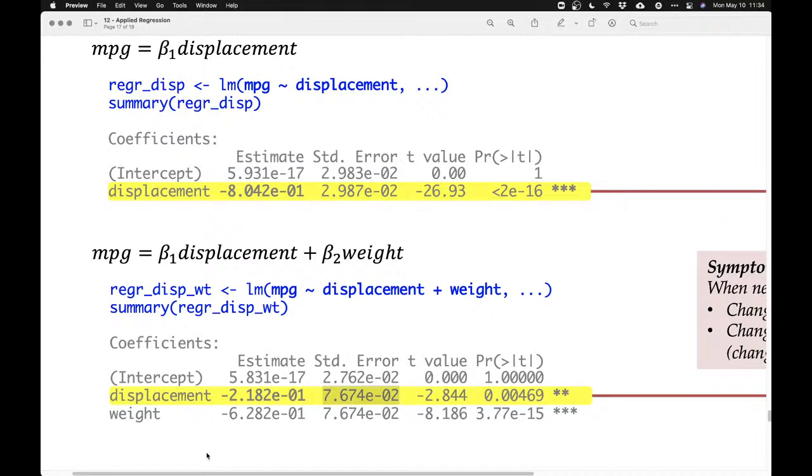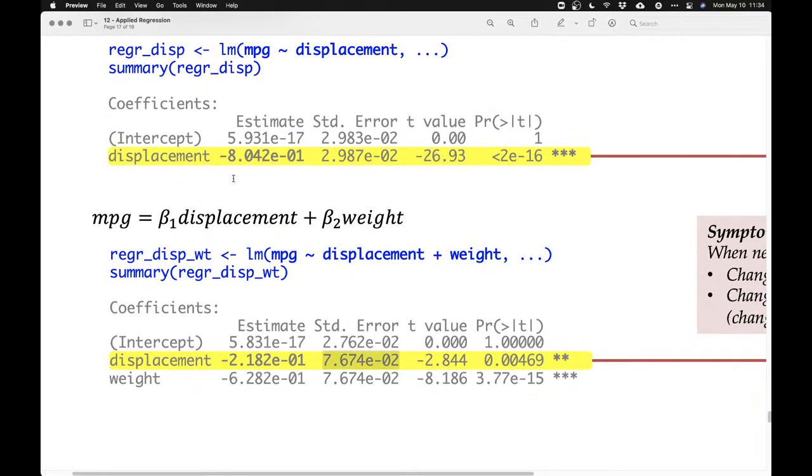If weight was not at all correlated with displacement, the coefficient of displacement would not have changed. Its standard error would not have changed. And that is why in a regression we call the x variables independent variables. They should be independent of one another. They shouldn't be so highly related to one another.